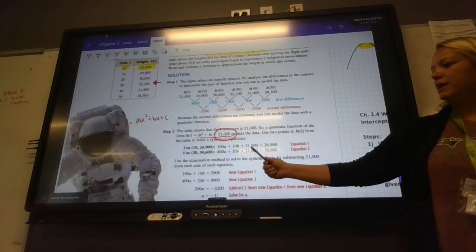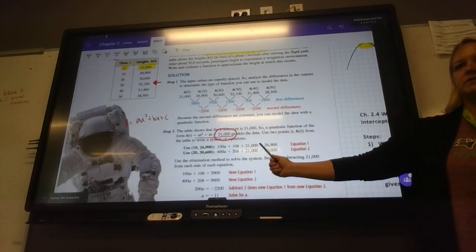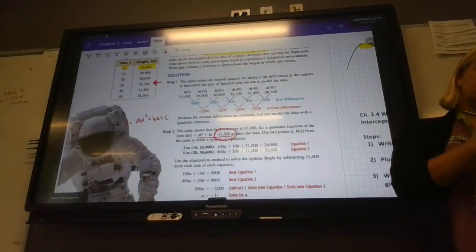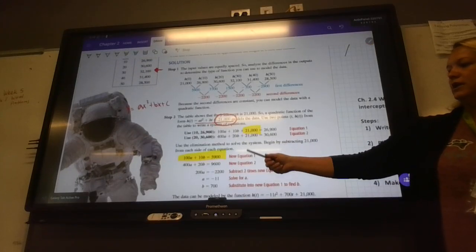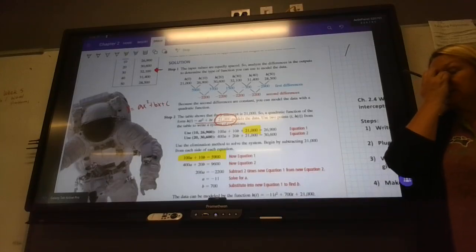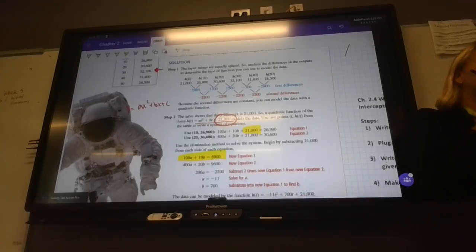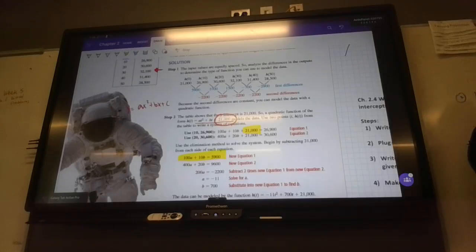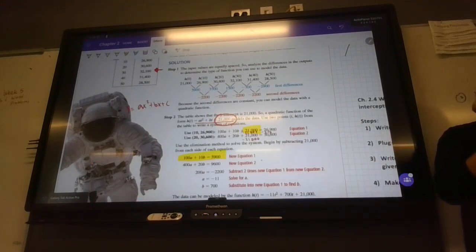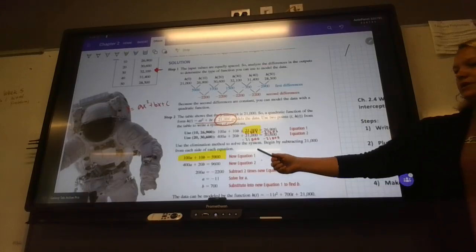And then from here to here, what happened to the 21,000? I see 21,000 here, and down here it's gone. What changed from this step to this step? It says new equation. What did they do? I'm trying to teach you guys to understand your book. Yes, they did. They subtracted 21,000 from both sides. And here's their new equations.